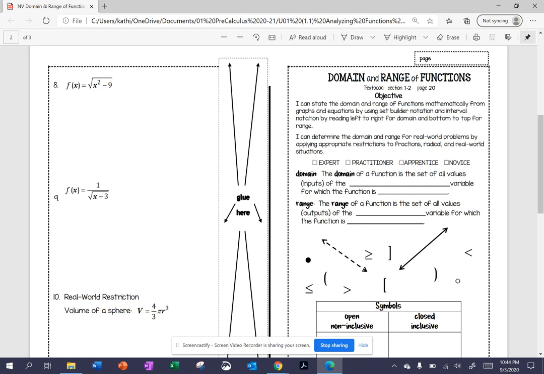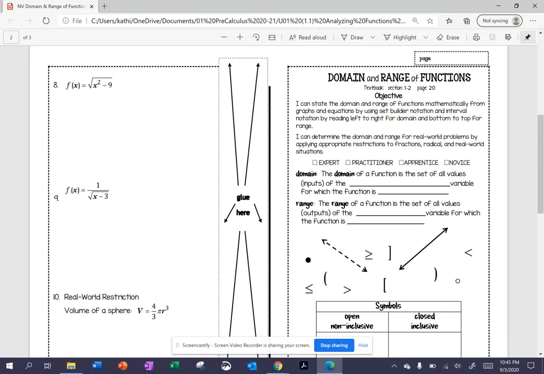Take a minute now and then let's decide, where are we on the learning here? Is this something I'm hearing for the first time? I'm a novice, or I remember this all from Algebra 2, hands down, I'm an expert, or I'm somewhere in between.